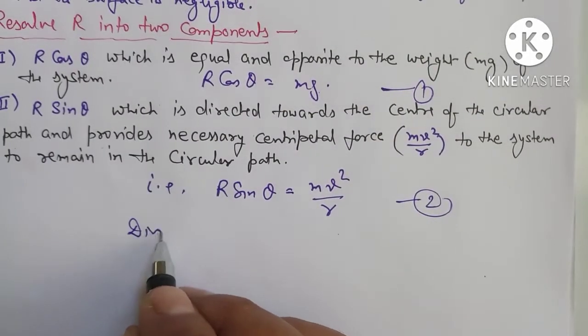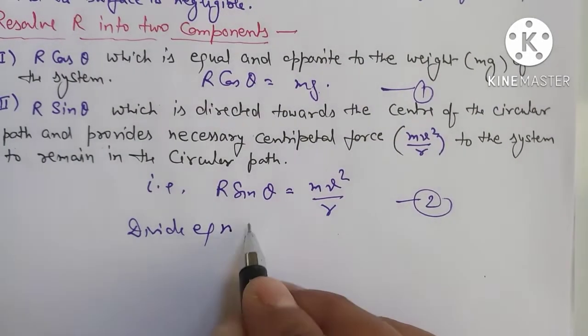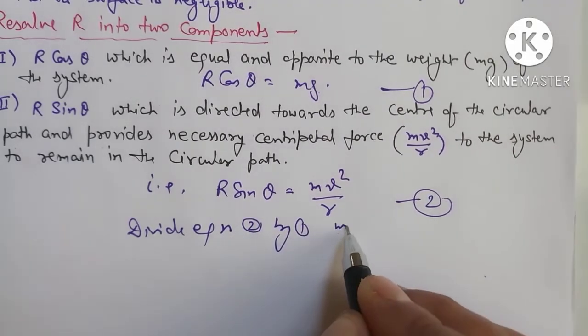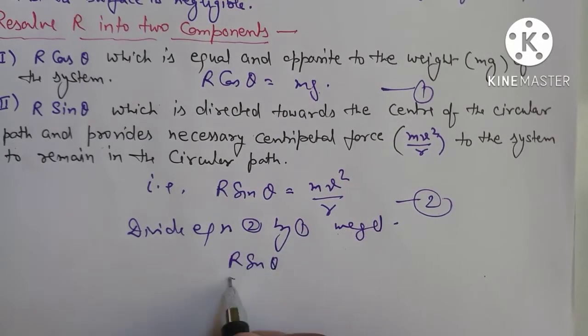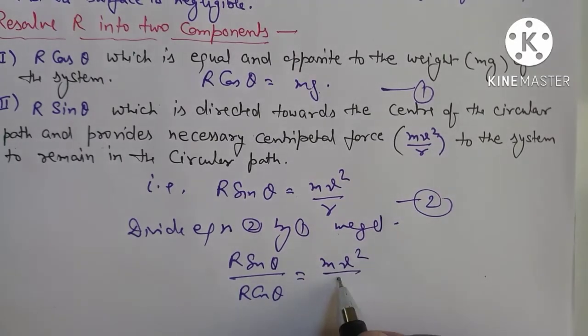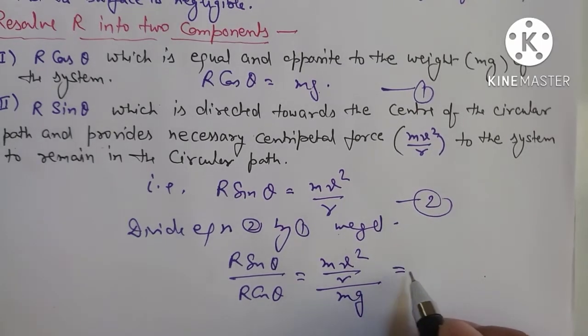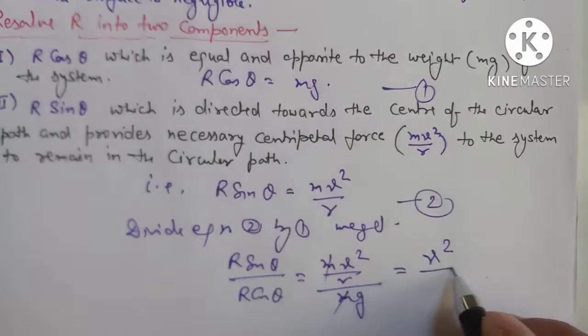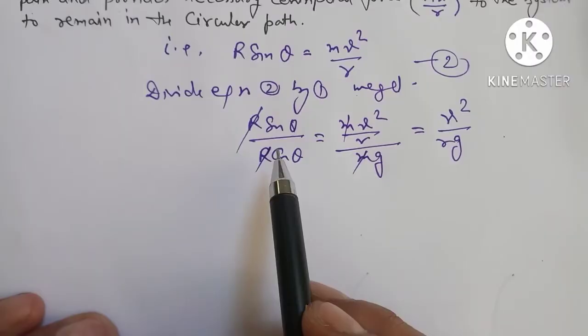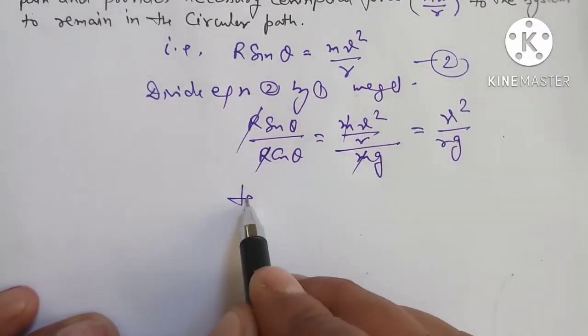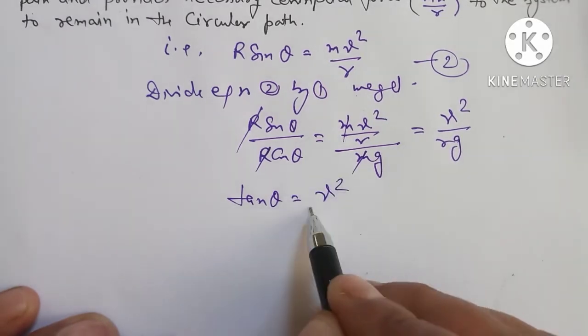Now divide equation 2 by 1, we get R sin theta over R cos theta equal to mv square upon r over mg. So m cancels with m, we are left with v square upon rg. Here R cancels with R. We know that sin theta over cos theta, that is tan theta, equal to v square upon rg.